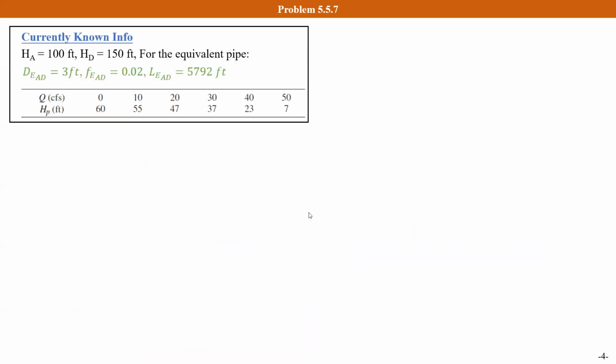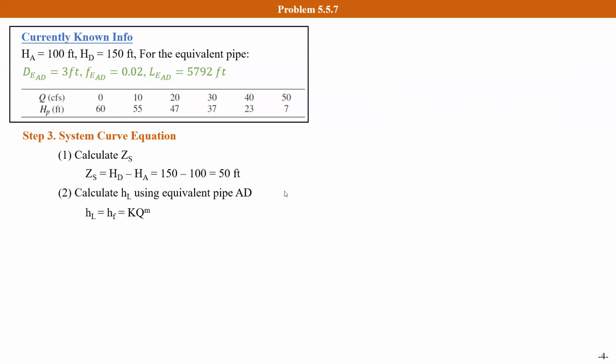So currently we have the water elevation in reservoir A and reservoir D, and we just calculated the equivalent diameter, friction factor, and length of the pipe AD. Therefore, the next step, we can calculate the system curve equation. First, we need to calculate the water rise between reservoir A and D. It equals 50 feet.